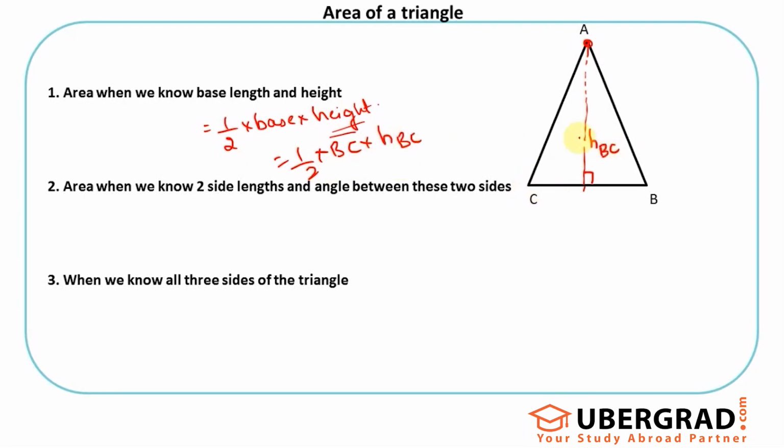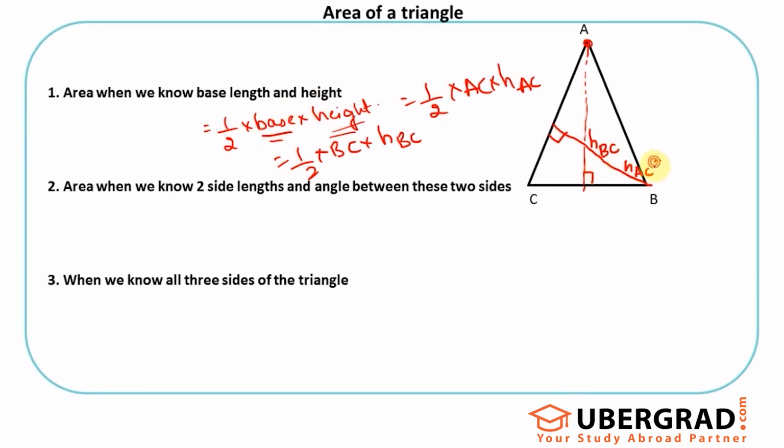Let's say I don't know this, but rather I know a perpendicular line drawn from B to AC. Let's say this is height to AC and I know AC, then the formula could still be used as half into AC into height to that AC, right? So the fundamental definition of base is that the side to which the perpendicular line is drawn is called the base, so that I can use that value.